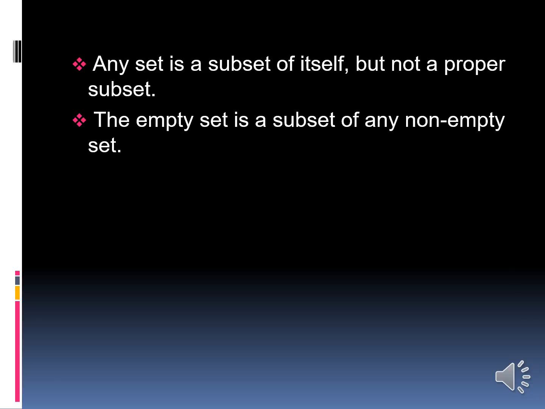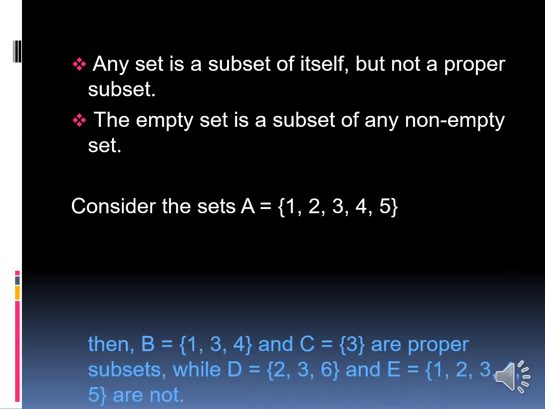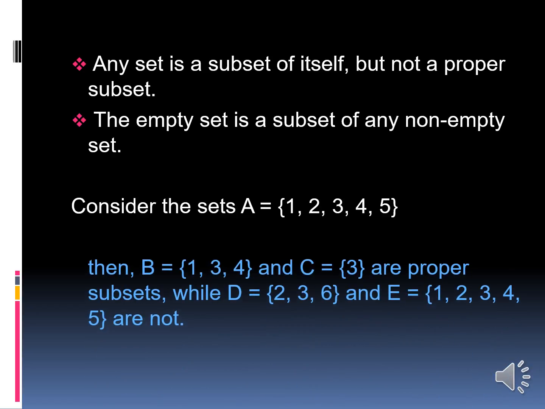Take note of that. So, consider the sets: A, which has the elements 1, 2, 3, 4, and 5. Then, I have set B, which has the elements 1, 3, 4, and C, which has the element 3. So sets B and C are proper subsets of set A, while D, which has the elements 2, 3, 6, and E, which has the elements 1, 2, 3, 4, and 5, are not subsets of A.